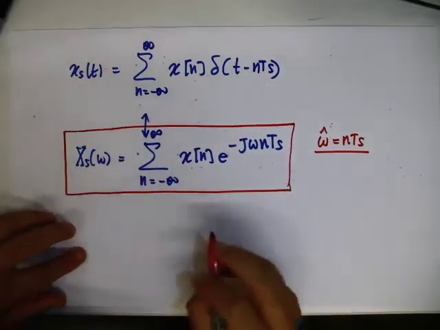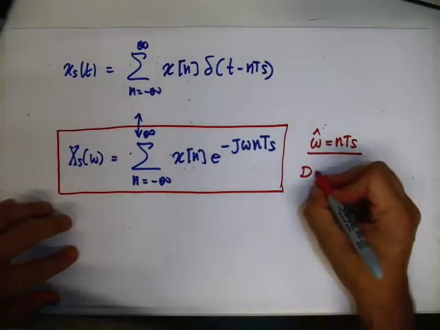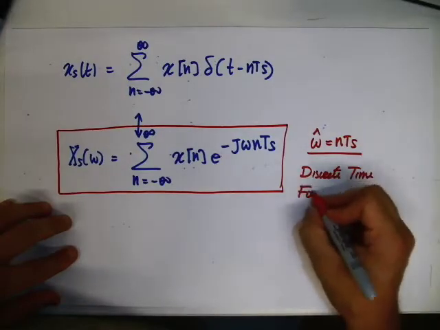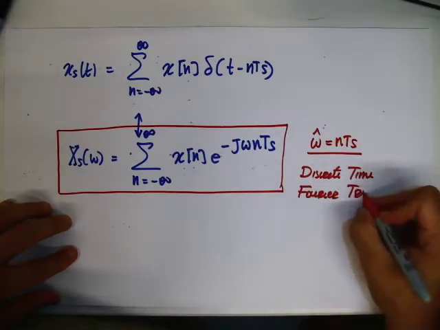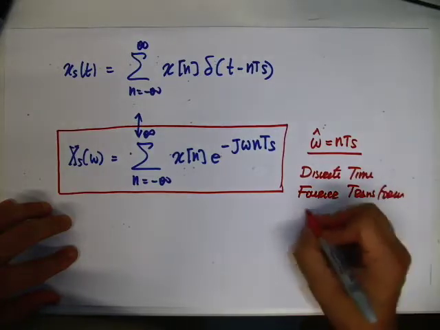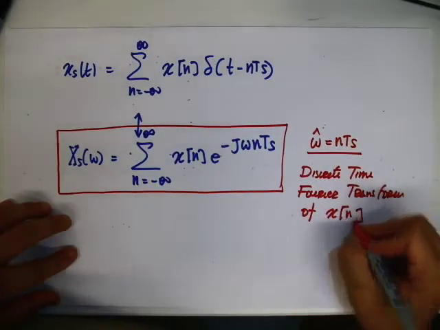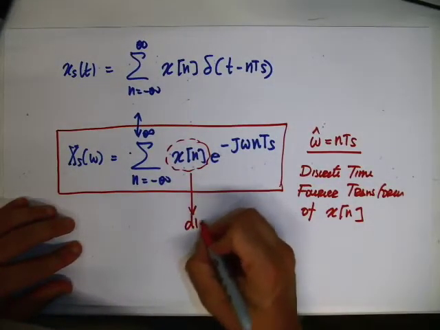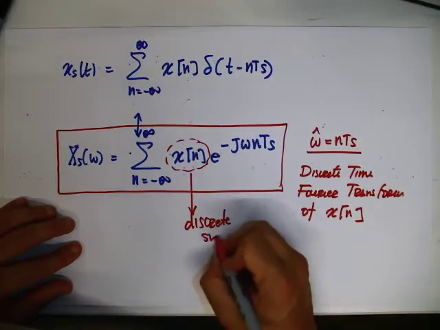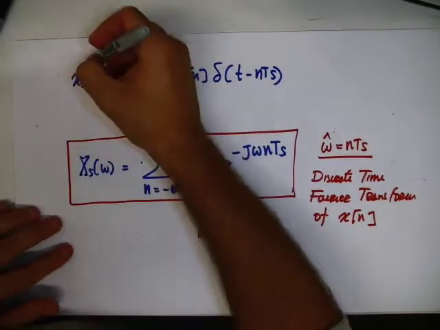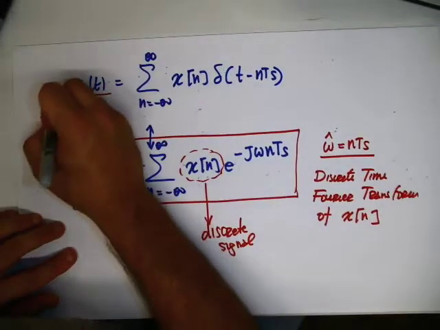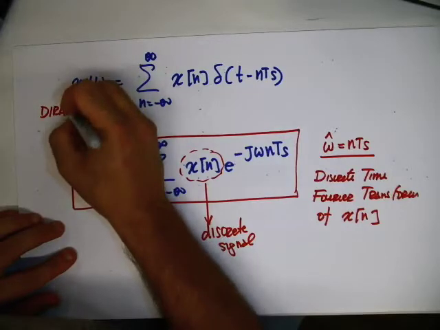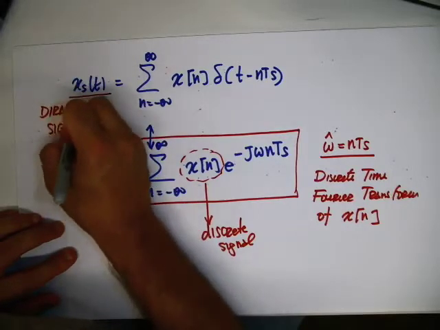this is what we call the discrete time Fourier transform of x_n, of the discrete signal. Of course, this is the Diractified signal.